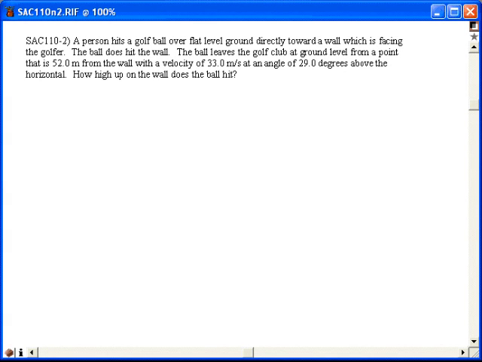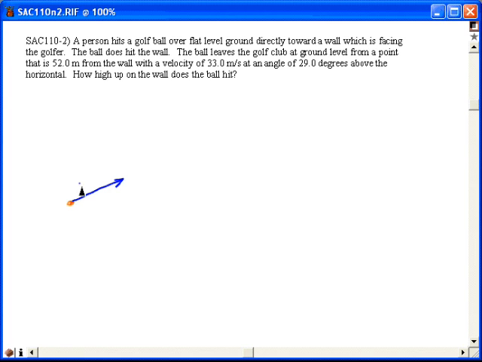Okay, here's a projectile motion problem for you. We got a golfer hitting a golf ball toward a wall. I doubt if that's very good for the wall. Let's draw a picture of this situation. We'll get the golf ball starting off over here. The person hits it, giving it some initial velocity at an angle of 29 degrees above the horizontal.